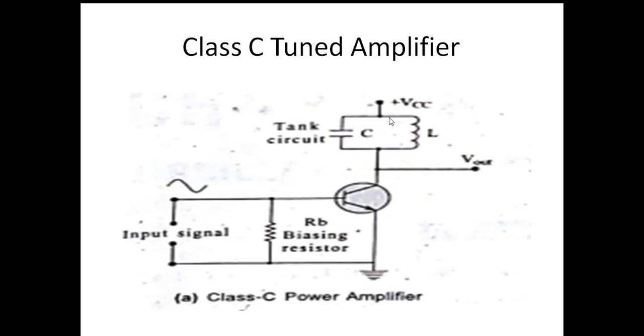This is a tank circuit which acts as a load to this circuit. This is a load impedance. So through this equivalent impedance we can measure the output. Across this we can measure the output. Okay, this is the class C tuned amplifier. Of course, this is a single tuned amplifier circuit also.